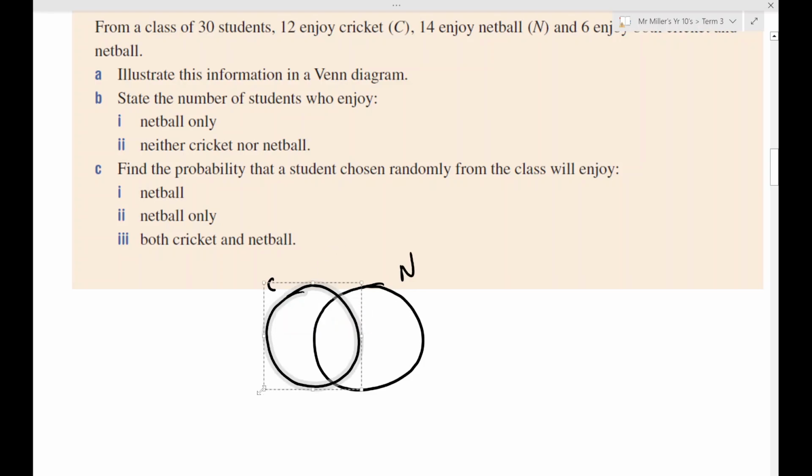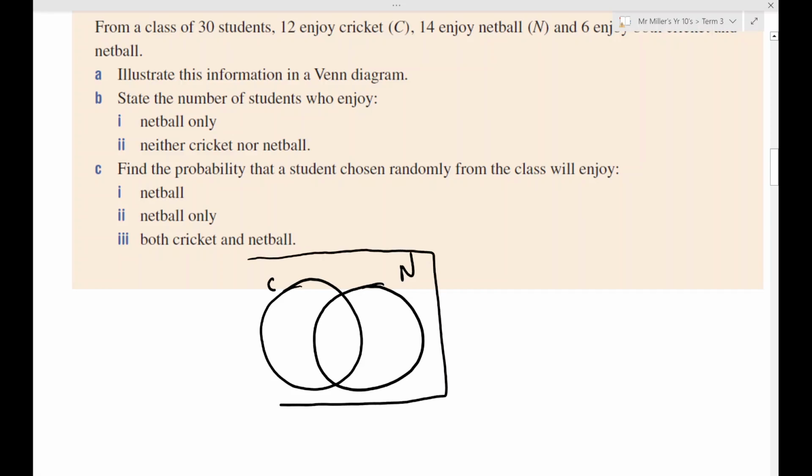Can I make this bigger? I can. Nice. C for cricket, N for netball, and let's not forget to box or border this for all those people that like neither cricket or netball. So I might say up the top here, top left, I might say N is equal to 30. Total number inside this Venn diagram is going to be 30, right?